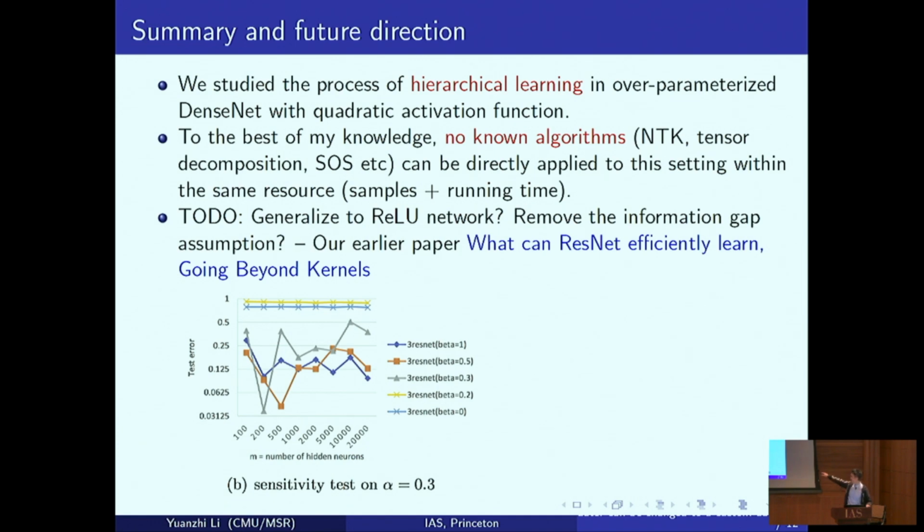But actually, in our earlier paper, we show that this information gap is kind of necessary. So you see when the information gap is smaller than 1, which means the higher level feature has higher weights, then even the deep neural net stops learning this decomposition, like the yellow and blue lines. So if you want to look at that, you can check our earlier paper. Okay, thanks.